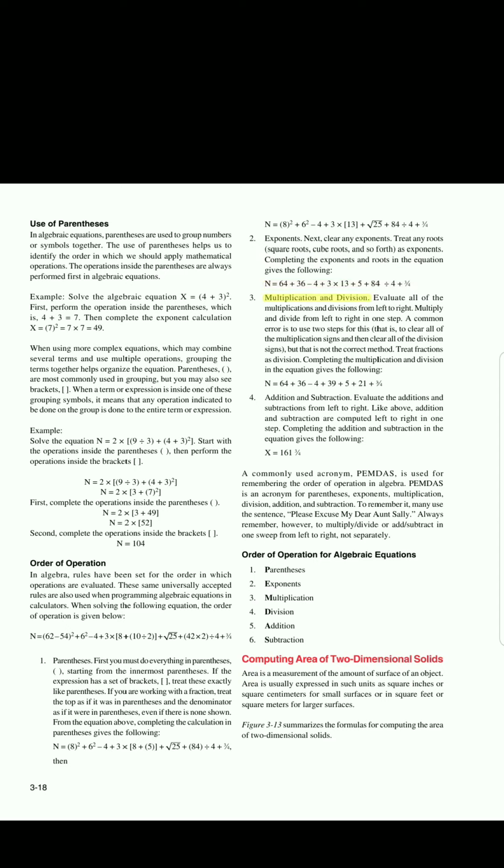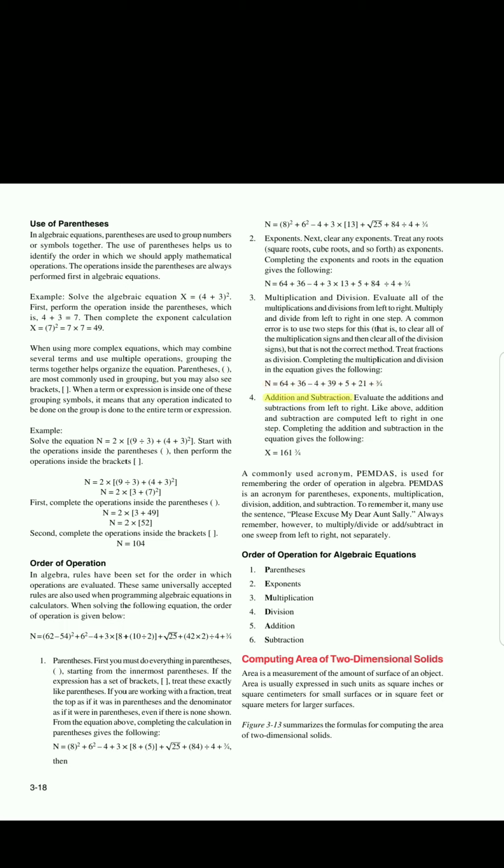3. Multiplication and division. Evaluate all of the multiplications and divisions from left to right. Multiply and divide from left to right in one step. A common error is to use two steps for this, that is, to clear all of the multiplication signs, and then clear all of the division signs, but that is not the correct method. Treat fractions as division. Completing the multiplication and division in the equation gives the following.